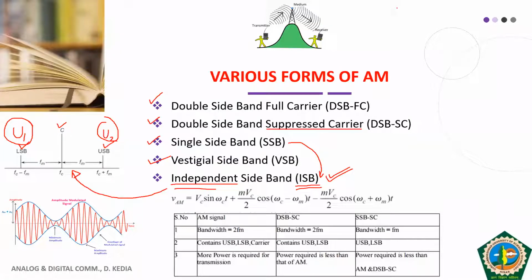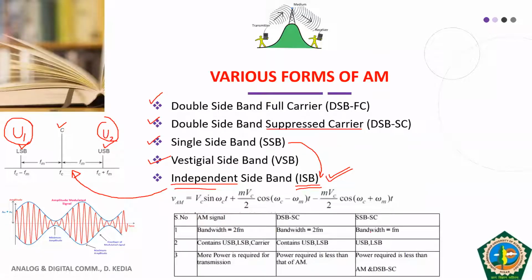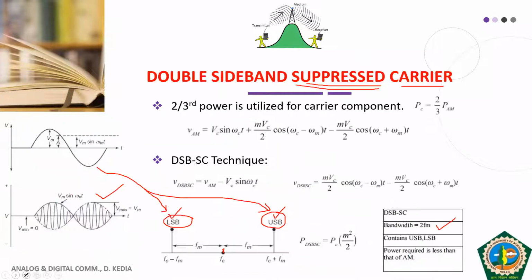Fine. So let us move forward. So students, these were the various forms of amplitude modulation that we have talked about. Okay, so now let us move forward.